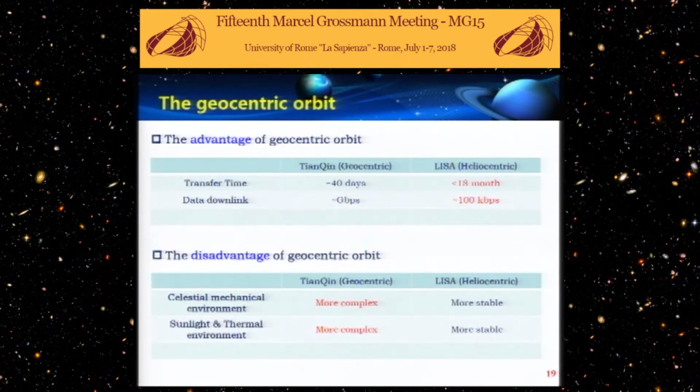And of course, our design has some advantages compared with LISA. For example, the transfer time is much shorter, because LISA goes far away from our Earth, so there are some difficulties. The data downlink is also an advantage, but I think this is not so important, because for LISA and for any space-based gravitational detector, there is no big data that needs to be transferred. So that is not so important.